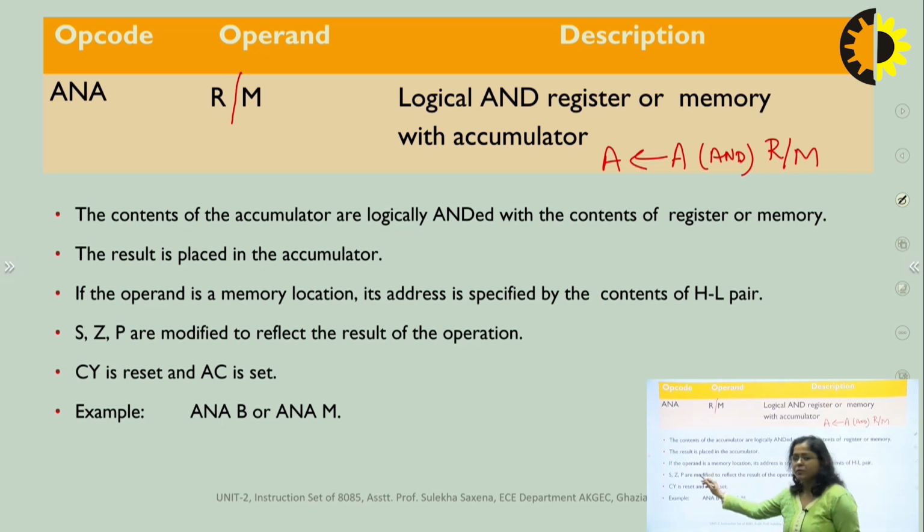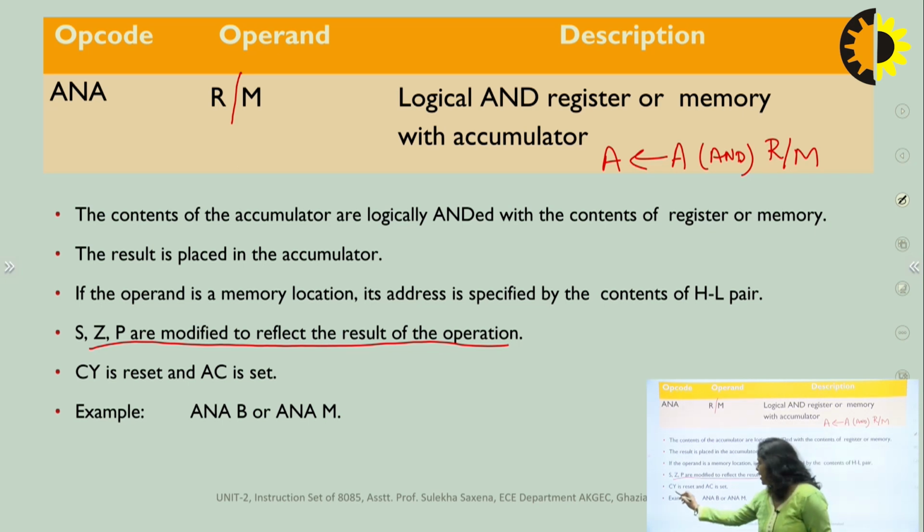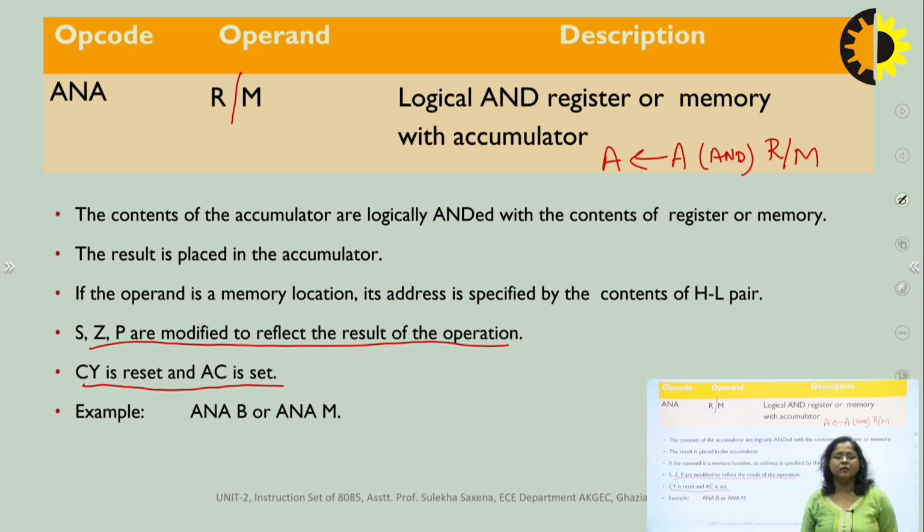Here, two important things need to be noted: only the sign, zero and parity flags will be modified after the AND operation, and carry will be reset by default and auxiliary carry will be set during the AND operation.